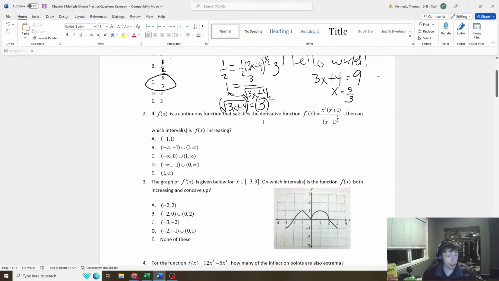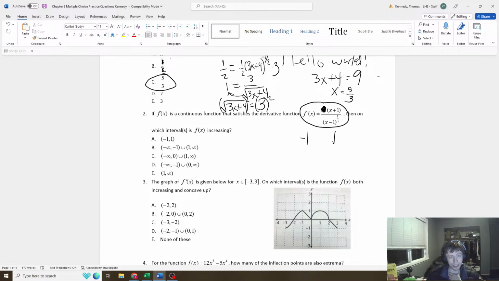Question 2. f of x is a continuous function, blah, blah, blah. This is its derivative. On which intervals is f of x increasing? So all I have to do is figure out where this thing is positive. So I'm going to immediately rule out the x squared. It's irrelevant. And the reason I do that is x squared is always positive, so it's not going to impact my sign at all. The only 2 things that can impact my sign are a 1 on the bottom or a -1 on top.